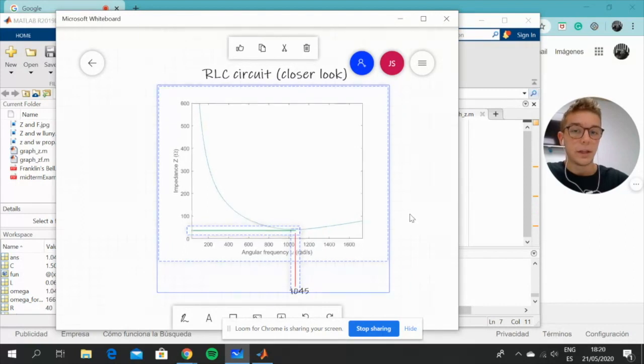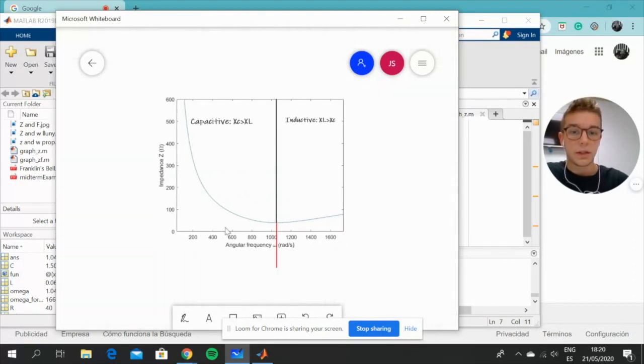How can this be divided though? We can now divide this graph explaining that to the left of the minimum, the circuit will be capacitive, as XC will be bigger than XL. On the other hand, it will be inductive when XL is bigger than XC.